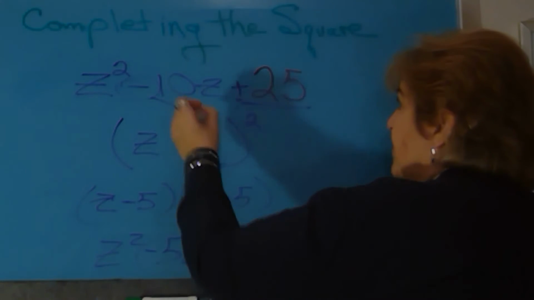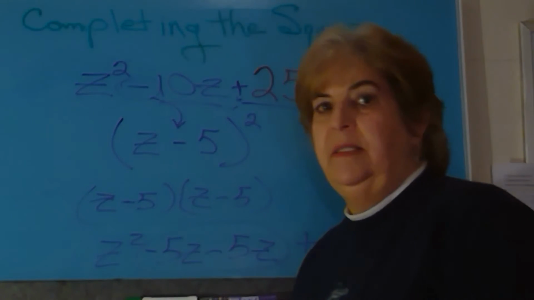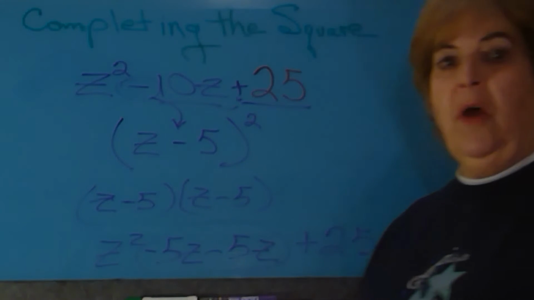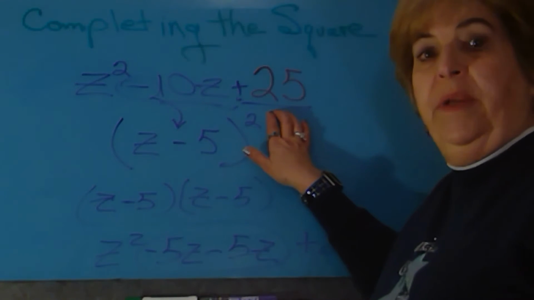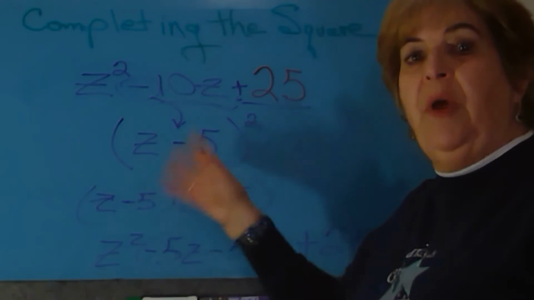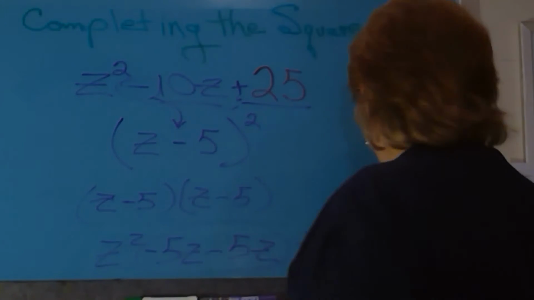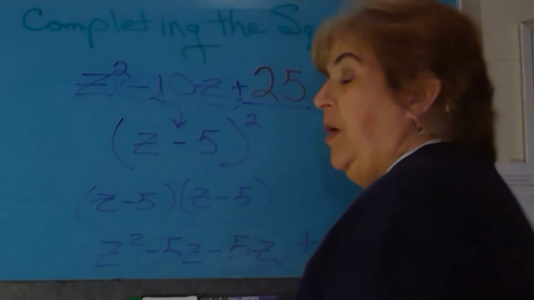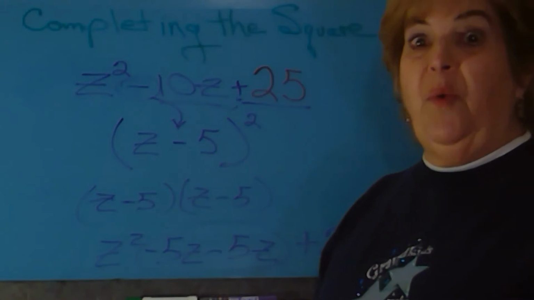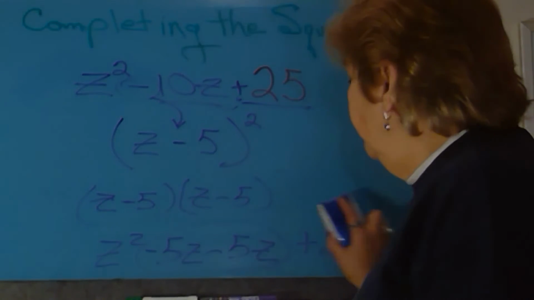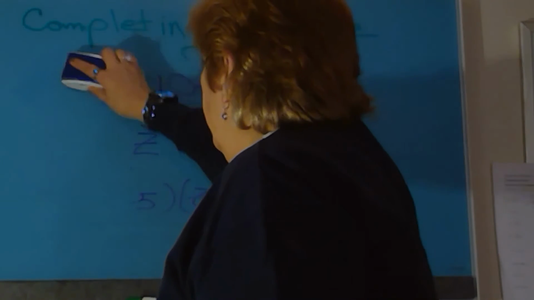The minus 5z's combined to give me the minus 10z. So I added the 25. When we're solving quadratics, you'll just add that to both sides, because I know you learn somewhere in your algebra, whatever you do to one side, you have to do to the other. For today, though, we're just going to look at what we would do with one side. We're not going to work with equations yet.